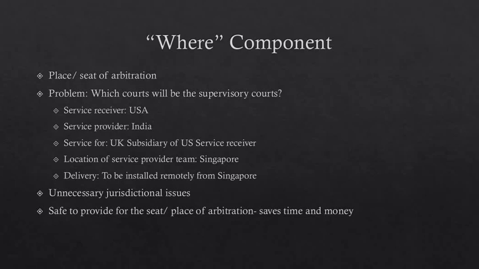Therefore, it would be sensible to provide for the place or seat of arbitration in the arbitration agreement itself. This will save a lot of time and money for the parties. So, it is important that you select the seat. While selecting the seat or the place, it would be useful to follow the model clause of the UNCITRAL Arbitration Rules, which states in the corresponding part, the place of arbitration shall be dash, town and country. Make a mention of the city or town and the country.